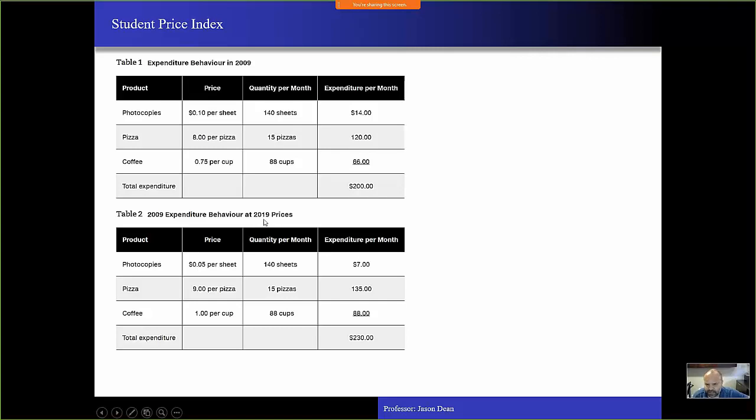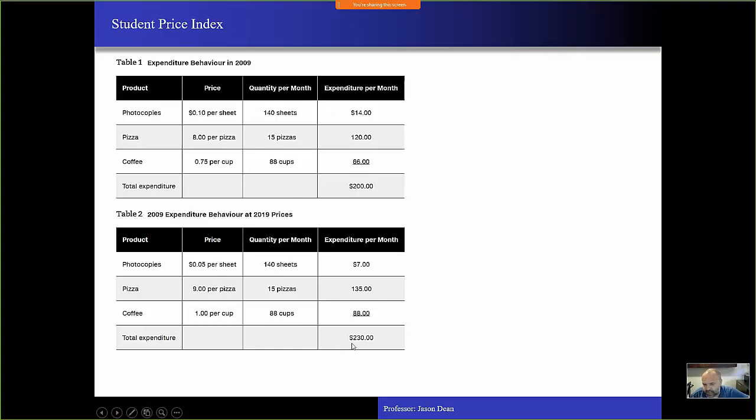Now, in 2019, we have the new prices. Usually we look at the cost of the basket of goods on a yearly basis. In this example, we just look 10 years later. The idea is the same. So now, 10 years later, these are the new prices. Now we're holding constant the quantities here. The quantities may have changed in 2019, but we're going to keep these the same as in 2009.